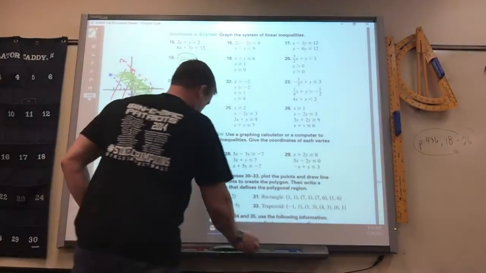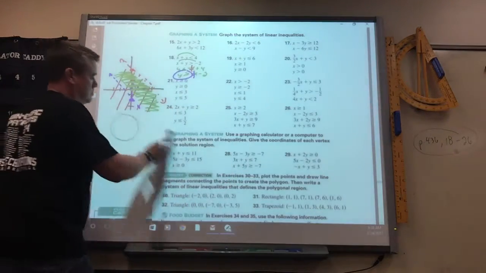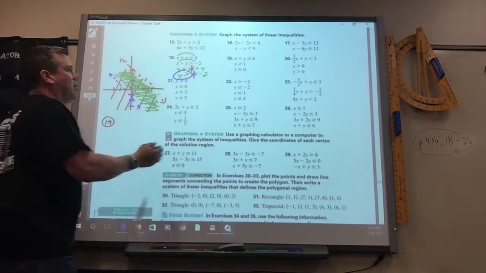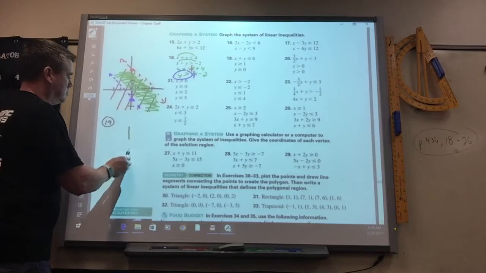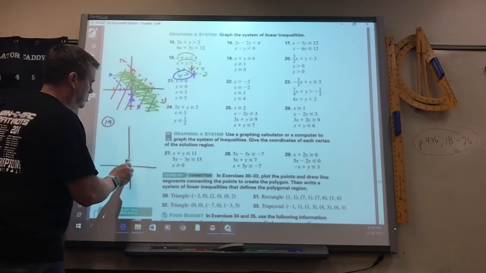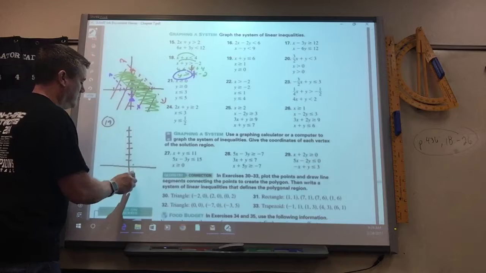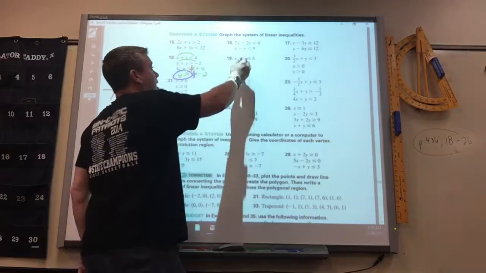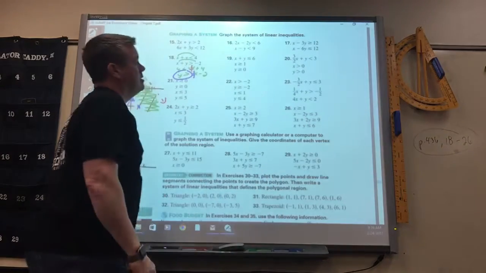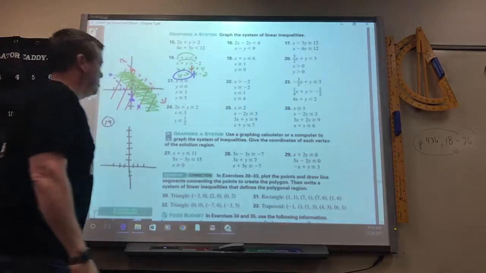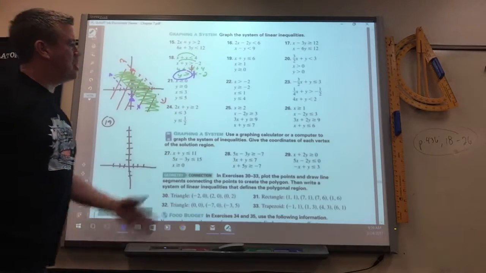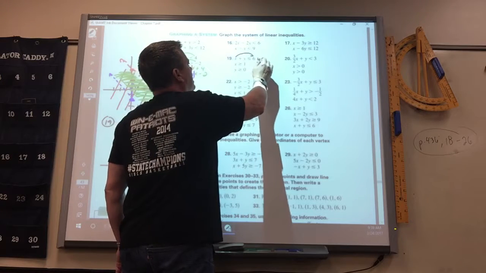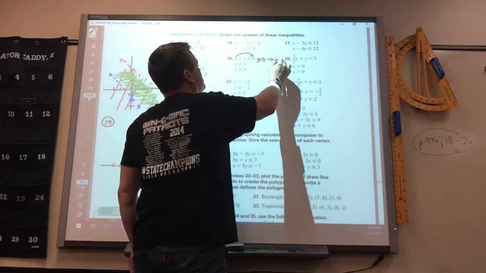Okay, 19. Okay, so on 19 and 20, it looks like none of these they wrote in slope-intercept form for you. So all of these you're going to have to get the y by itself. So you move this over and it's y is less than or equal to negative x plus 6.